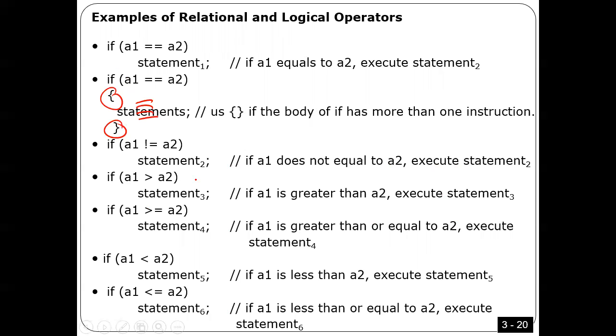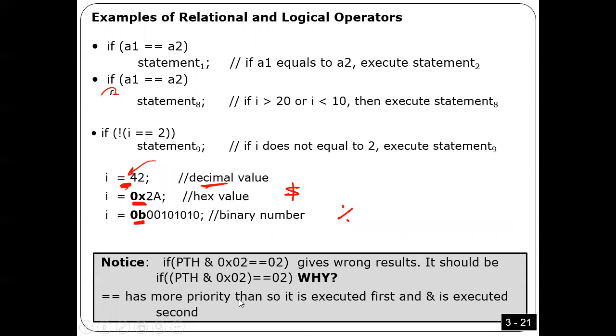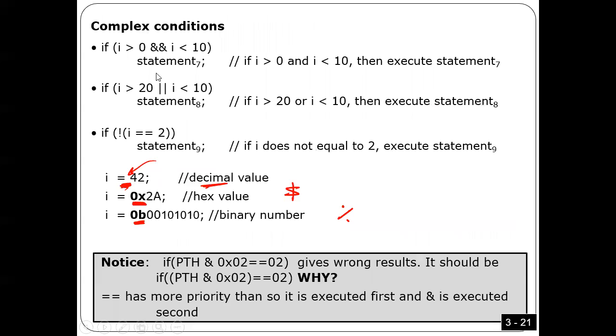If A1 does not equal E2, this one means does not equal, so I'm going to execute the body of if it is not equal. If A1 is greater than E2, we're going to execute the body of if A1 is greater than E2. Greater or equal, less or equal. Is that okay? That's easy, right?